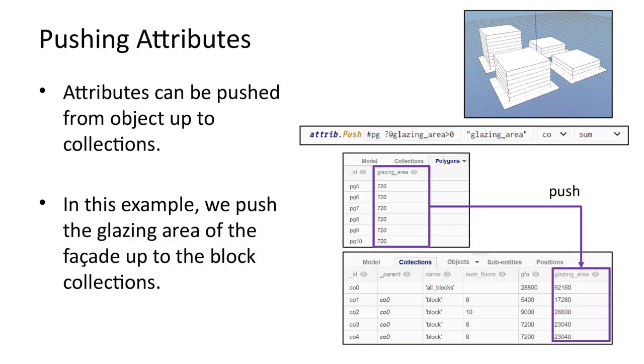Attributes can also be pushed to from collections. We will look at 2 examples. In the first example, an attribute is pushed from the polygon level to the collection level. For each wall, a glazing area has been calculated. This area is then pushed up to the collection, using the sum method. In the collections attribute table, the new column can be seen for glazing area. The value will be the sum of all the glazing areas in that block.